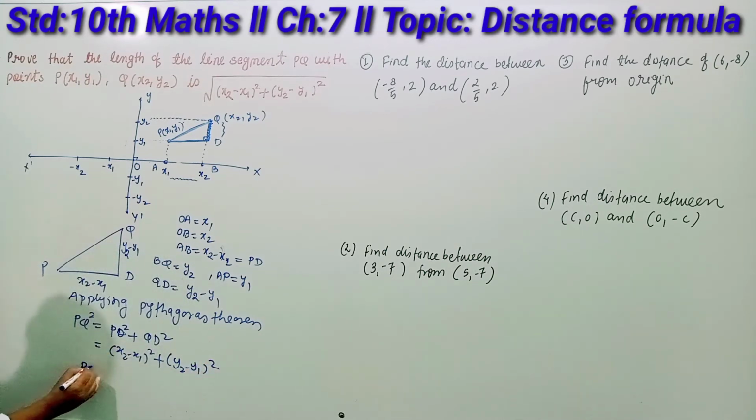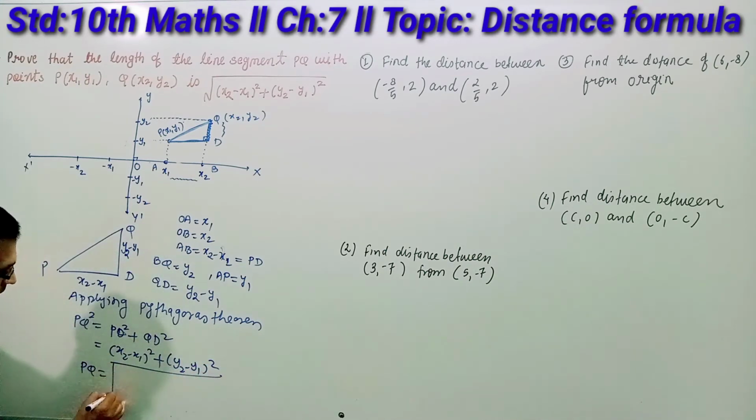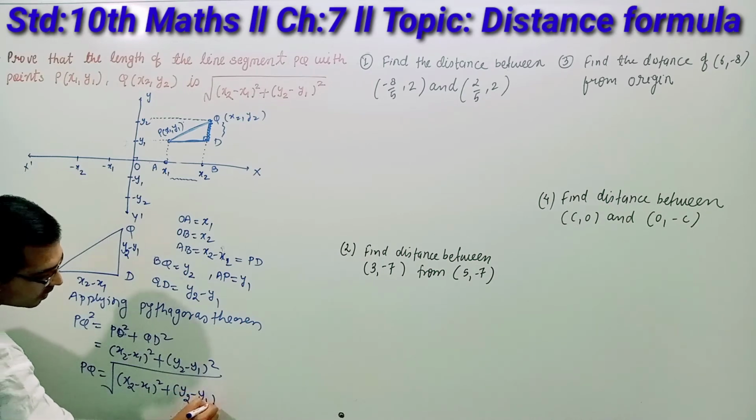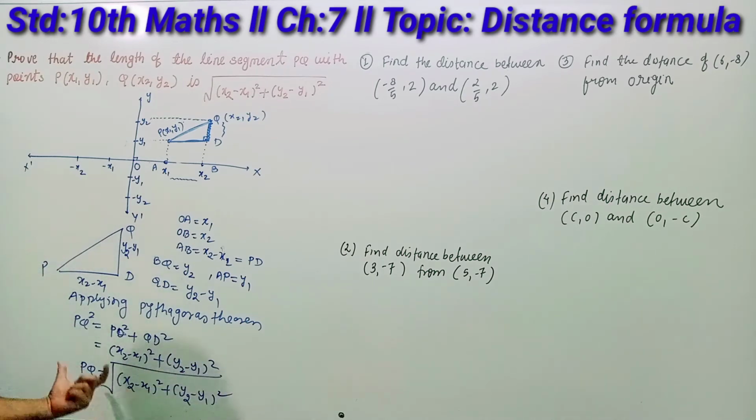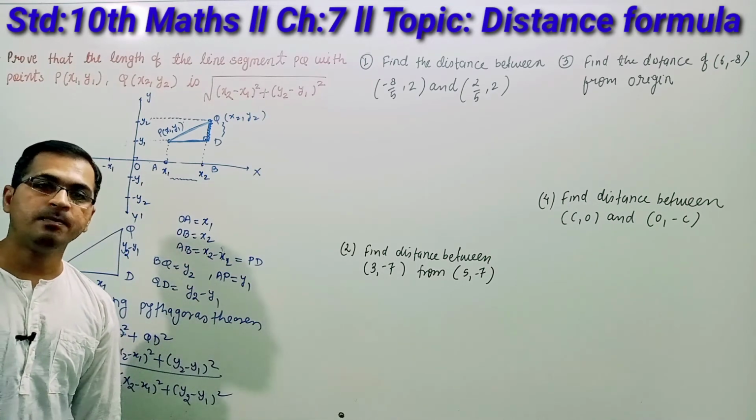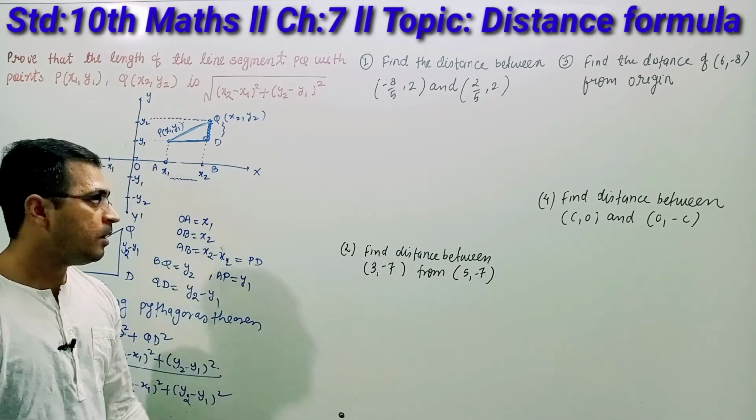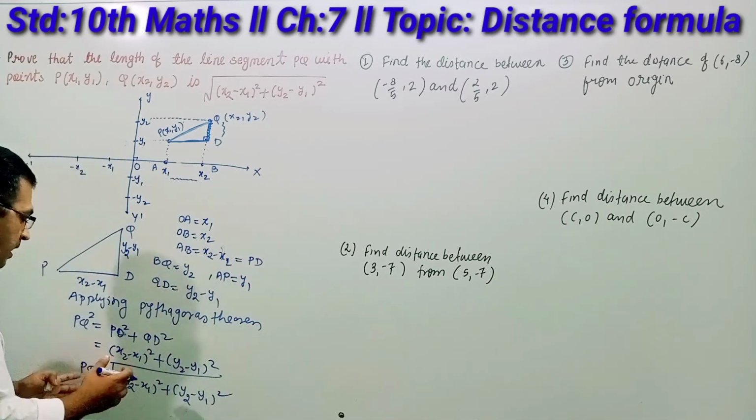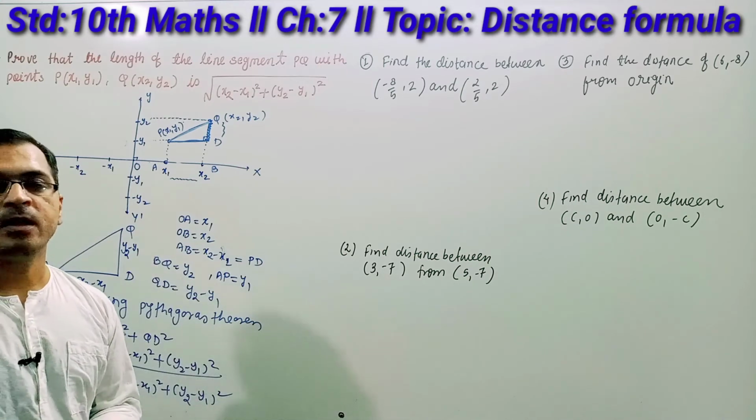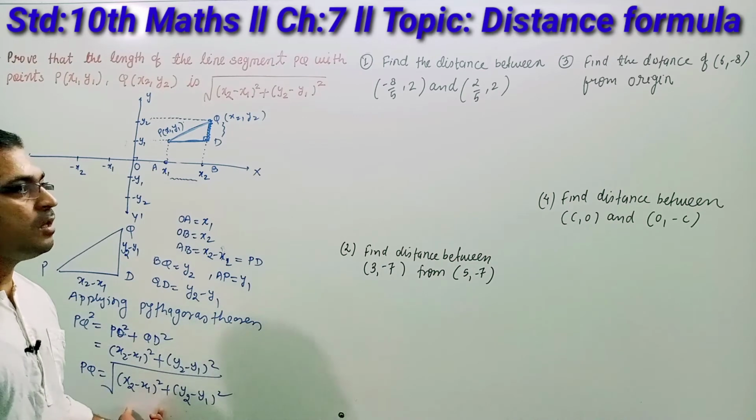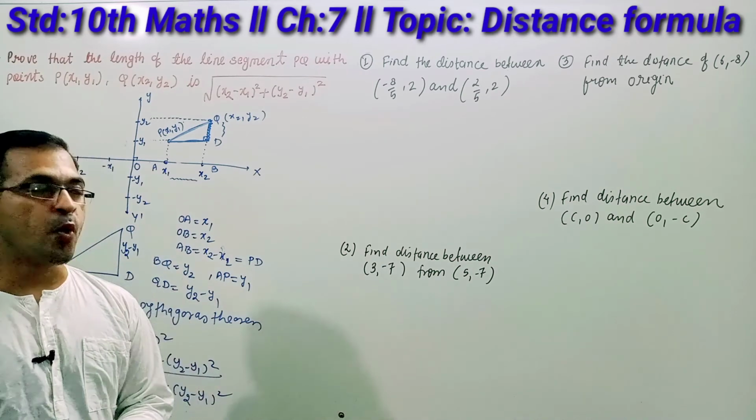Now taking the square root of PQ, what are we getting? The value of PQ is equal to the square root of x2 minus x1 whole square plus y2 minus y1 whole square. Okay students, in this way you can find out the distance between 2 points in the Cartesian plane in 2 dimensions. Let us do the application of this formula. Generally this formula is known as the distance formula. What is the distance formula? Now we will apply this distance formula to find the distance between 2 points.